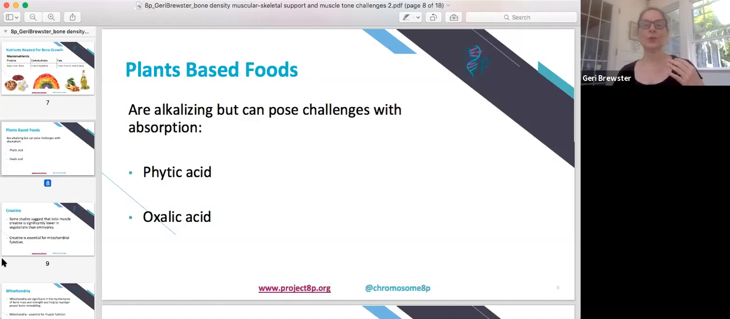All right, so they run interference with absorption of nutrients. So that's why, again, even when somebody's a vegan, we have to be careful to make sure that they really are getting enough nutrients, and that all those nutrients are being absorbed.